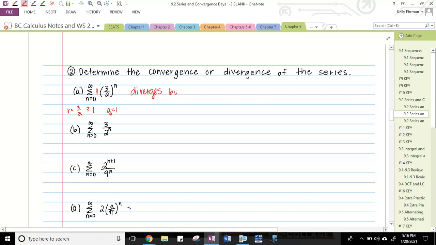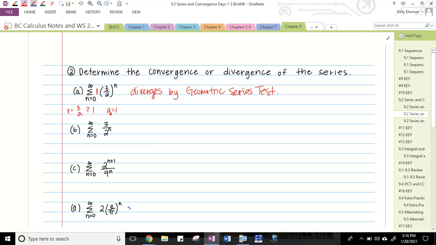Diverges by geometric series test. On the AP test, this will be multiple choice, and you have to choose the best test. So it will say this diverges by geometric series test, or it will say diverges by some other test that we learned. There are, I think, 10 of these tests, and that would be wrong if you're using a different test that doesn't apply.